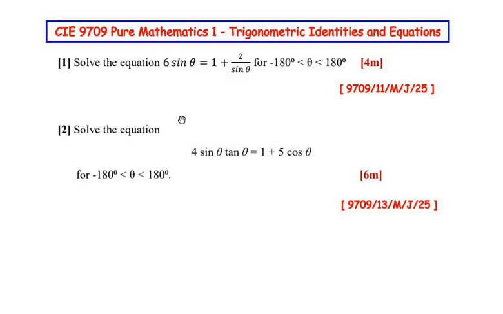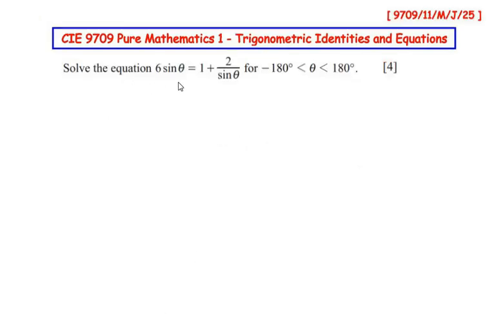In this video we are going to solve two questions from Trigonometric Identities and Equations which had appeared in Cambridge 9709 Pure Mathematics 1 paper, and these two questions are referred from May-June 2025 variant 1 and variant 3. So let us start with the first question now.